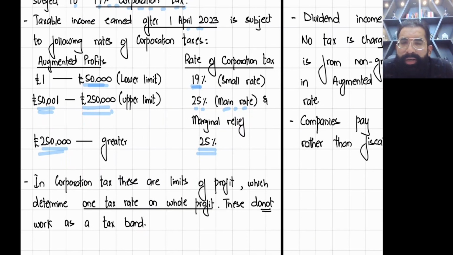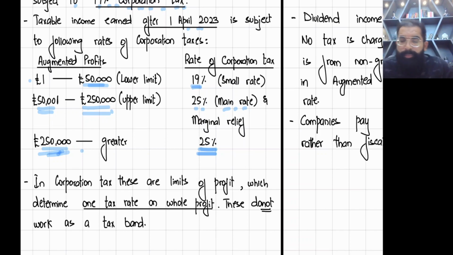See, if your augmented profit is between 1 to 50,000 pounds, then the rate of corporation tax is 19%, which is the small profits rate. If your augmented profits are more than 250,000, then the flat rate is 25%. I'm teaching you 1 and 3 first. Flat corporation tax rate is 25%. I repeat, see the screen. If your augmented profits are between 1 to 50,000, means less than 50,000 pounds, flat tax rate of 19%. If your augmented profits are 250,000 or more, then it's 25%.